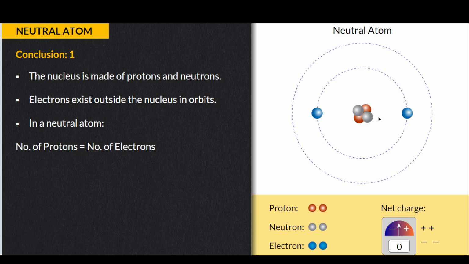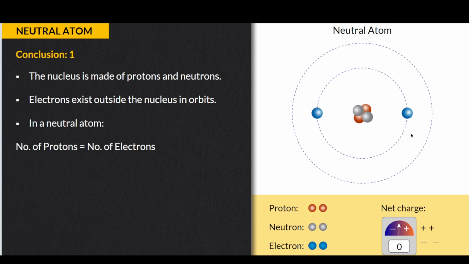But there are two neutrons, and these are electrons which are revolving in their orbit. There are two electrons. So in an atom, the number of protons is always equal to the number of electrons. Both of them are equal. So the overall charge, which is called the net charge, is 0, because positive 2 and negative 2 cancel out and we get a net charge of 0. So this is called a neutral atom because the overall charge is 0.